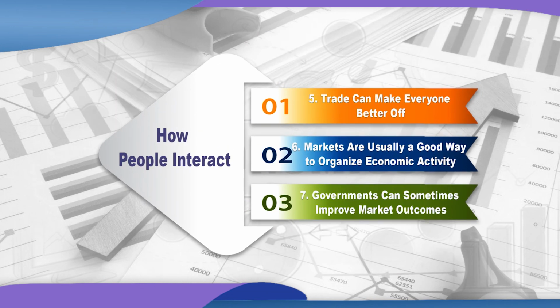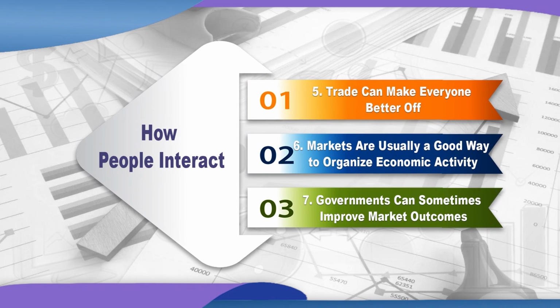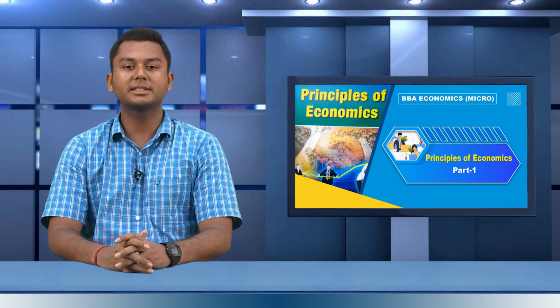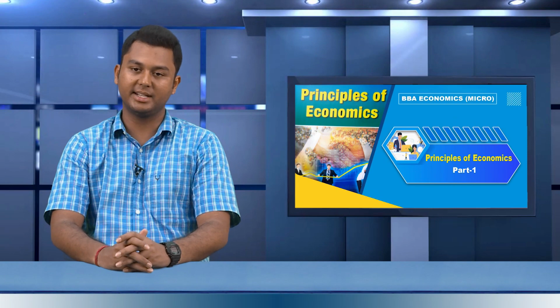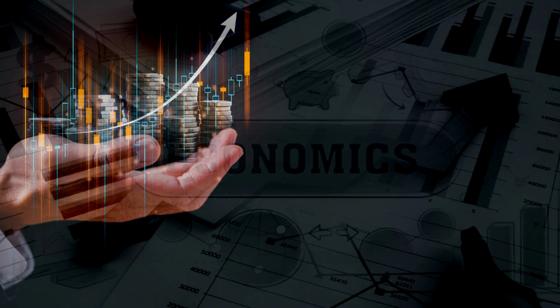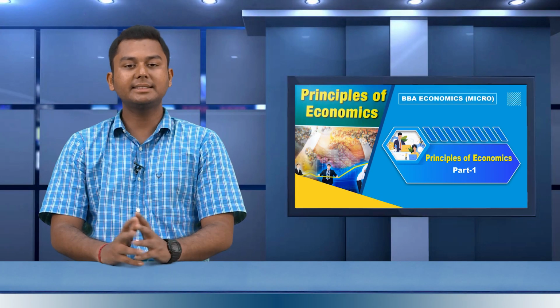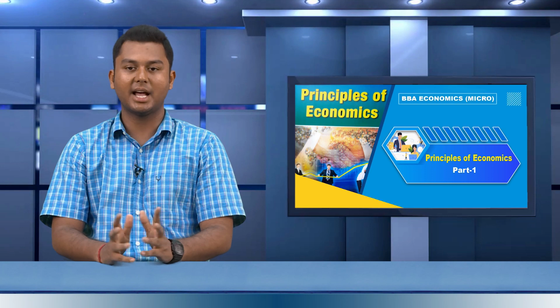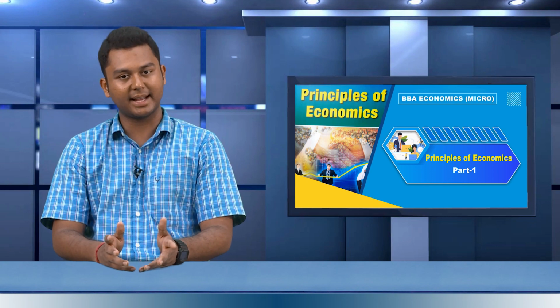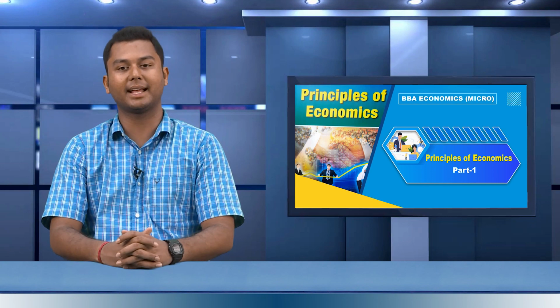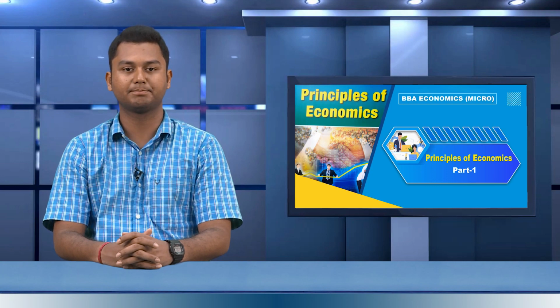Let us move to the second part, that is how people interact. Economics is not just about individual decision making. Much of the economy involves interaction between people, whether they are buying and selling goods, working for wages or creating public policies. The next 3 principles will help examine how individuals interact in markets and what role the government can play to improve the outcomes.